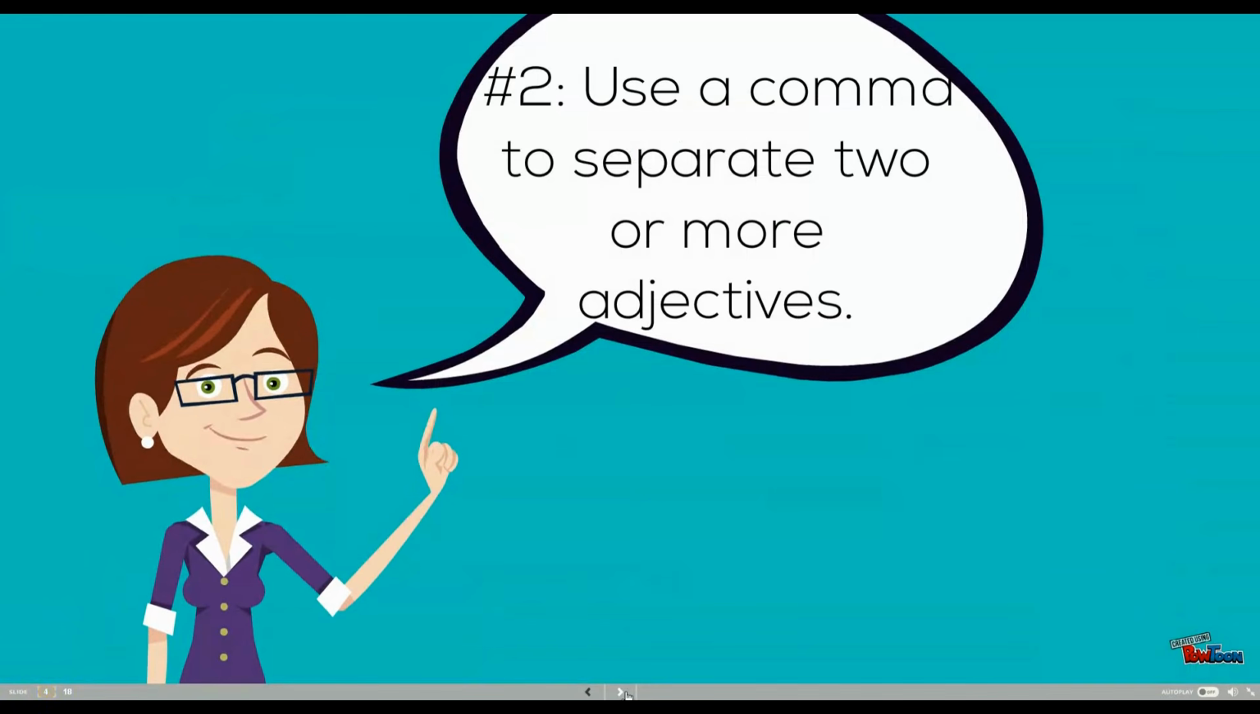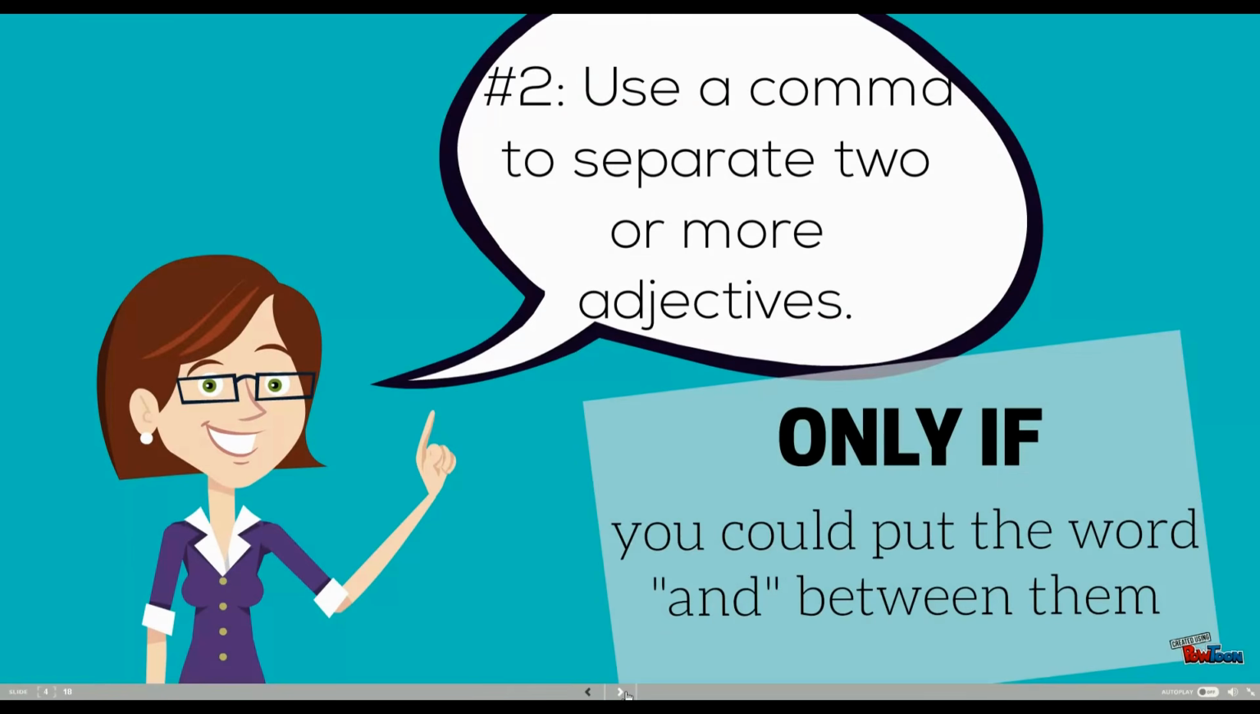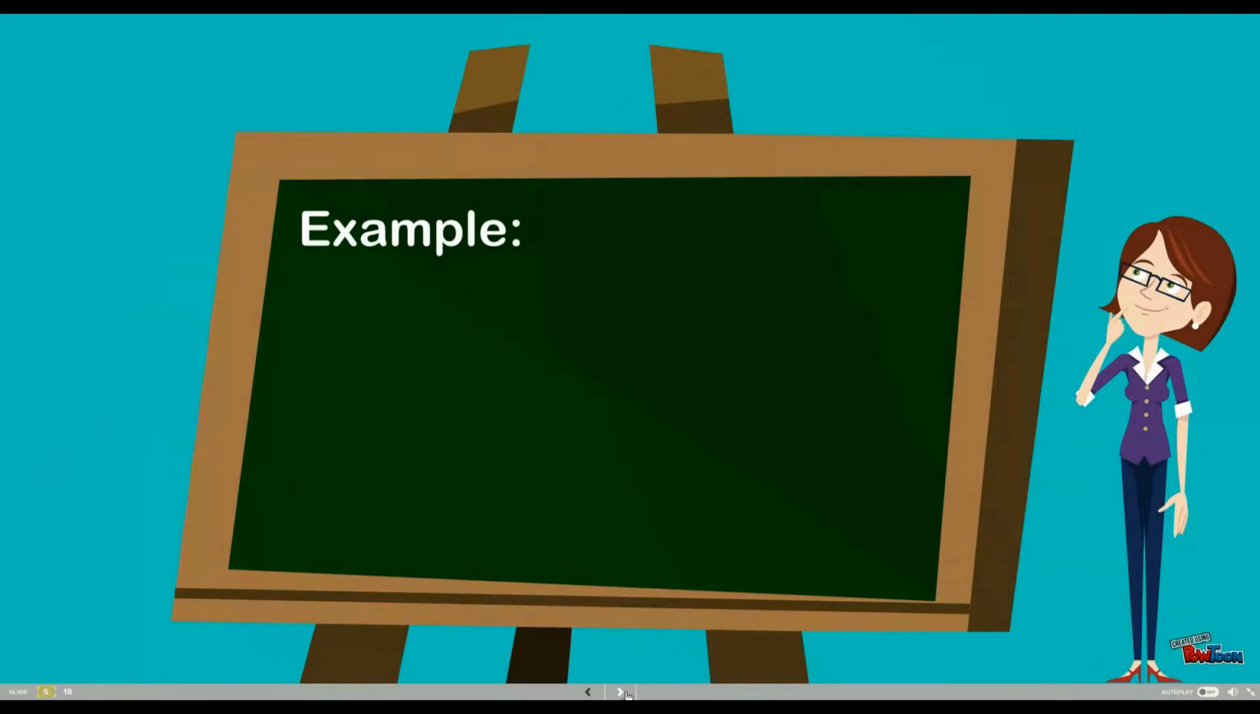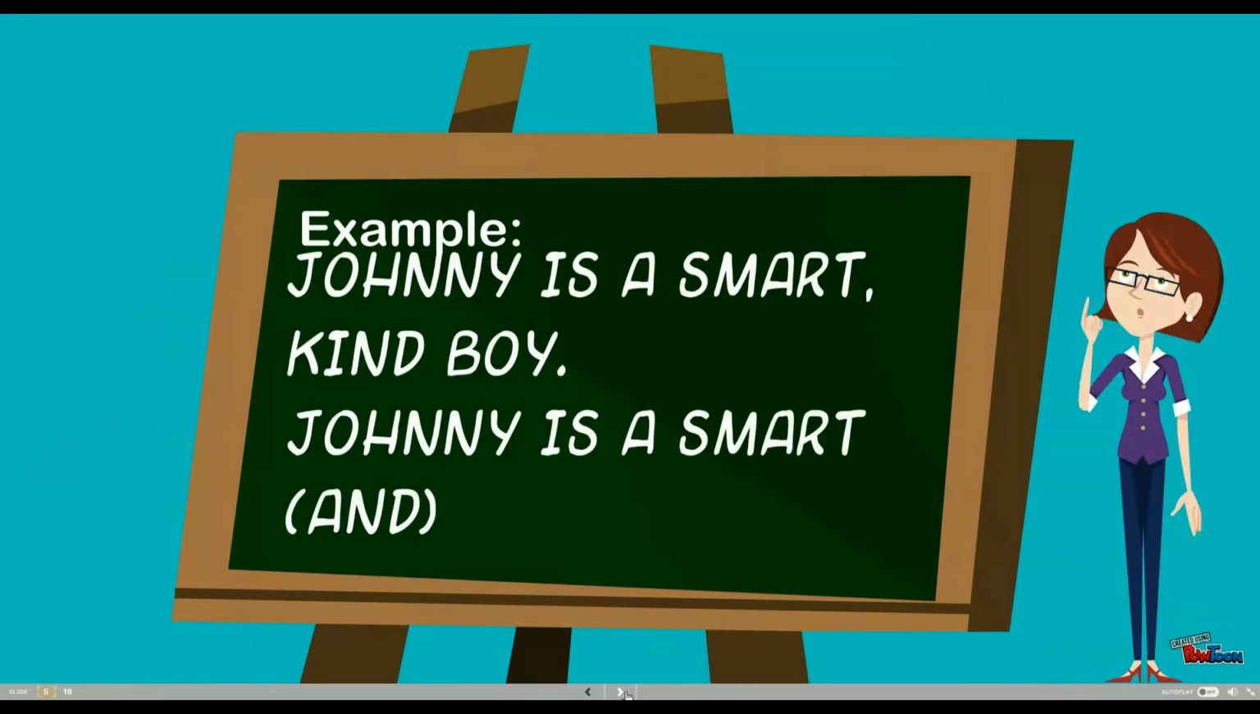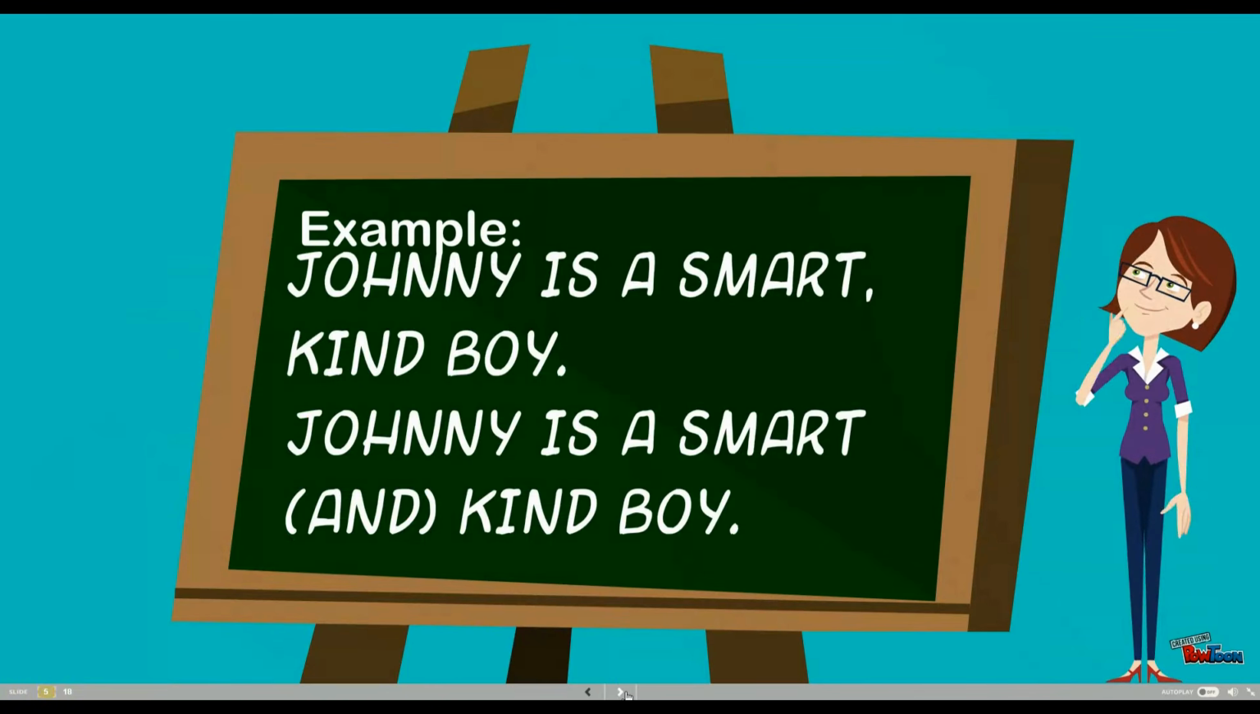Rule number 2. Use a comma to separate two or more adjectives. Only do this if you could put the word and in between those adjectives and have the sentence still make sense. So again, some examples. Johnny is a smart, kind boy. Or Johnny is a smart and kind boy. So we see that with the and, the sentence still makes perfect sense. So if I take the and out, we want to include that comma between our adjectives smart and kind.